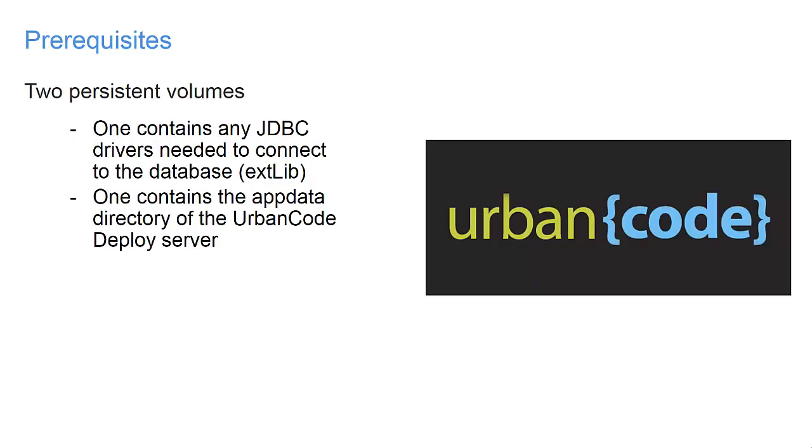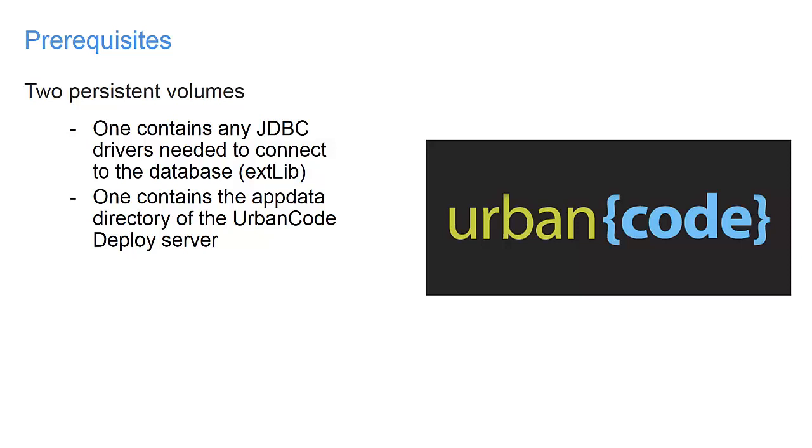You will also need two persistent volumes in your Kubernetes cluster. If you're familiar with installing on-prem UrbanCode Deploy, you'll remember you need to provide a JDBC driver to allow UrbanCode Deploy to connect with your database. To give your container access to that driver, the driver should be placed on a persistent volume. You'll see us refer to this persistent volume as extlib, since the driver will eventually end up in a directory in the container named ext_lib.